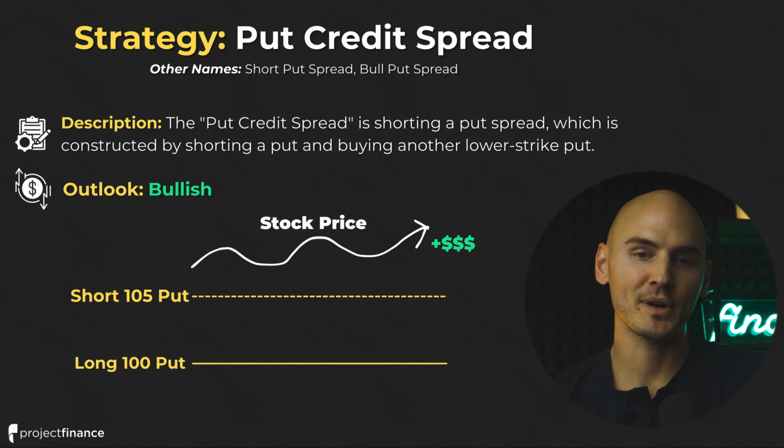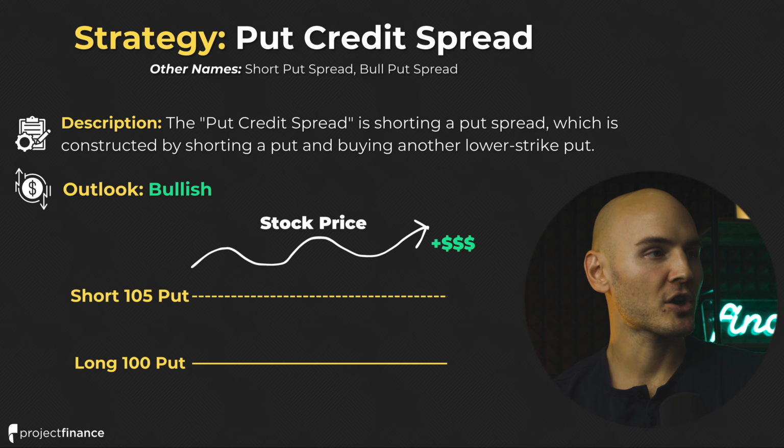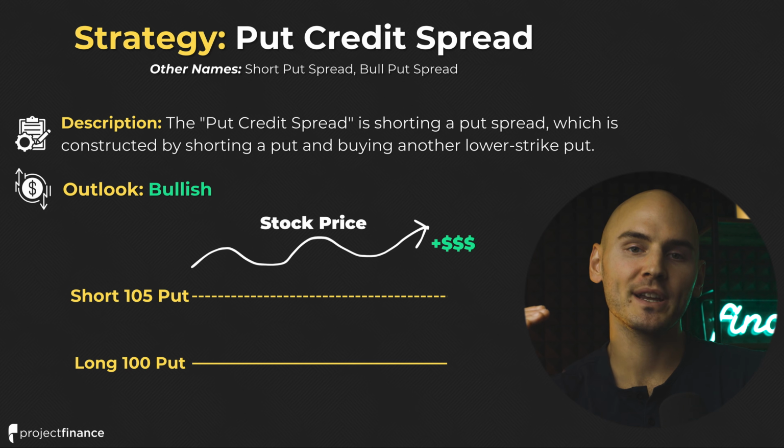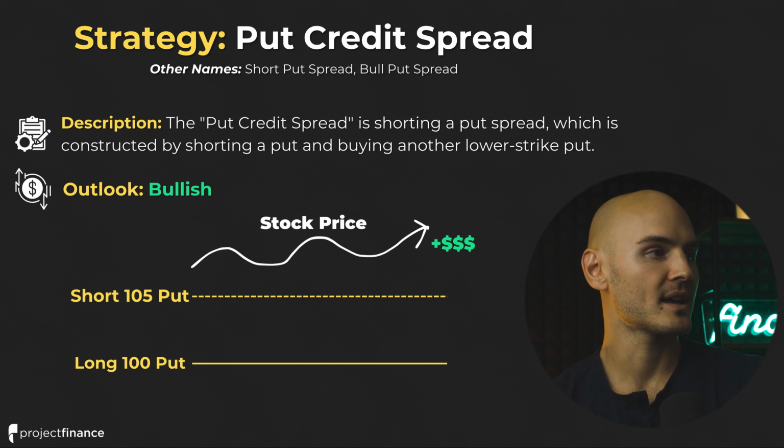What is the put credit spread option strategy? The put credit spread is shorting or selling a put spread, and this is a position that is constructed by shorting a put option and then buying another put option at a lower strike price. The outlook of this strategy is bullish.